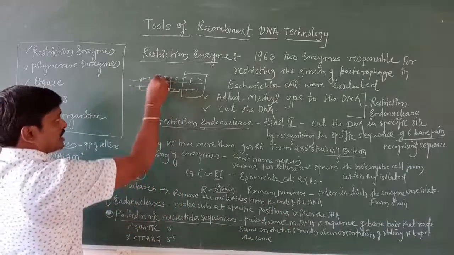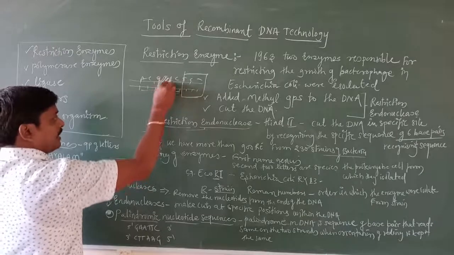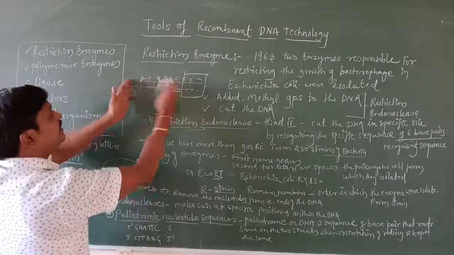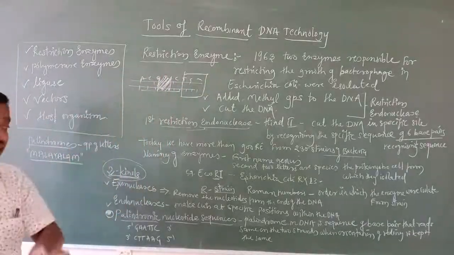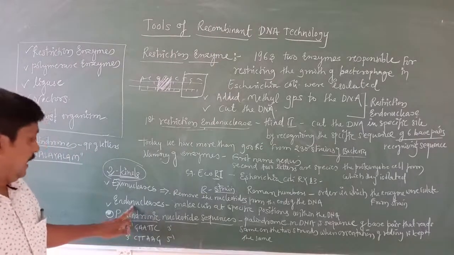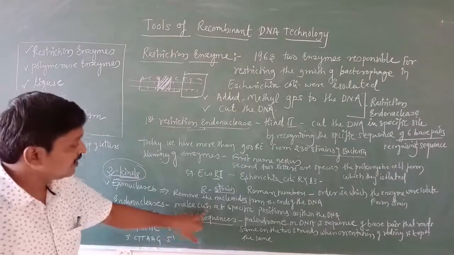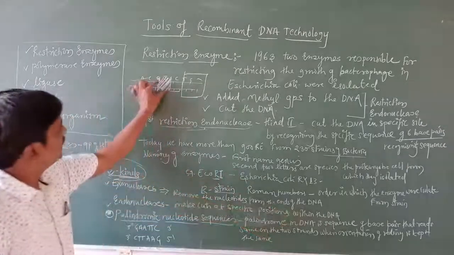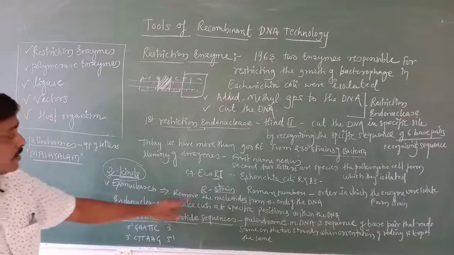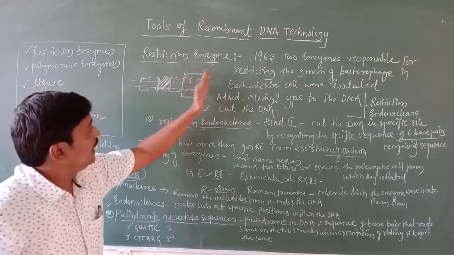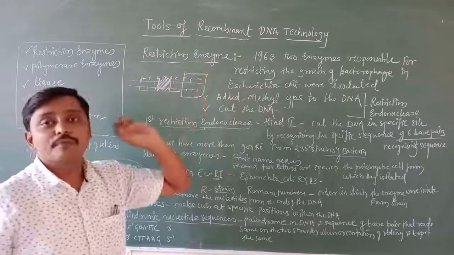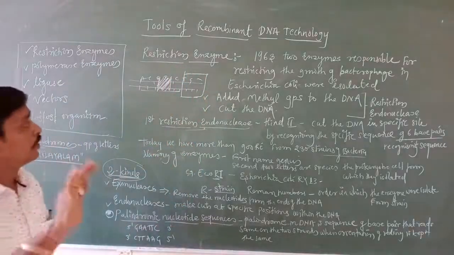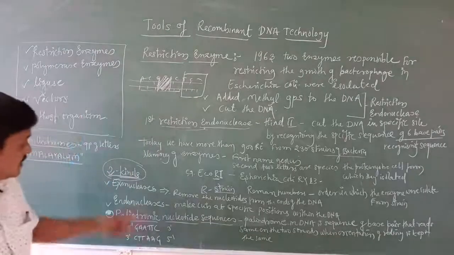For example, at a specific position within the DNA, it cuts inside the DNA. That is what an endonuclease does: it may cut at a specific position within the DNA. Exonuclease removes nucleotides from the end of the DNA.